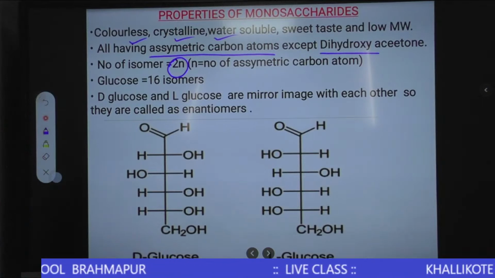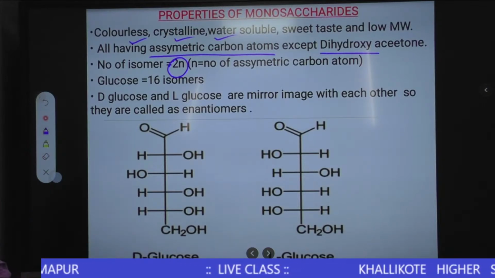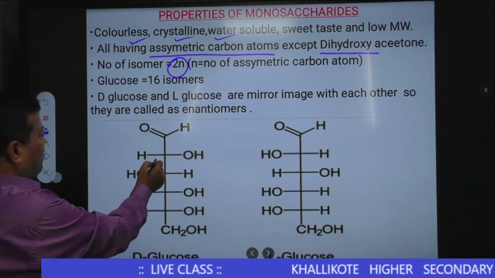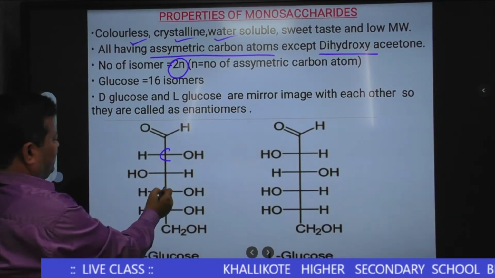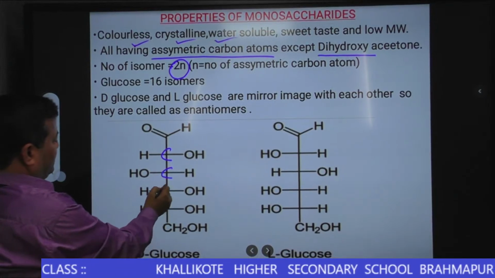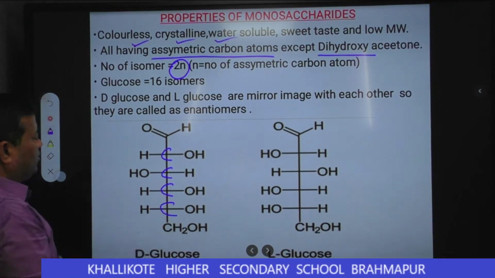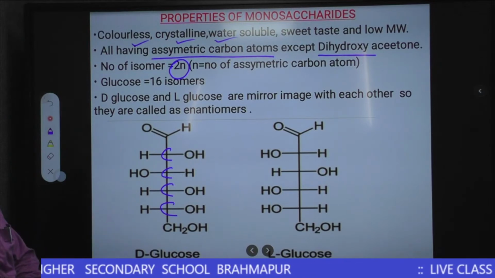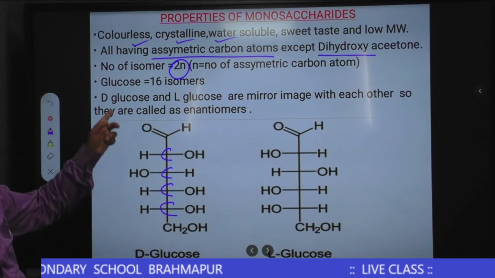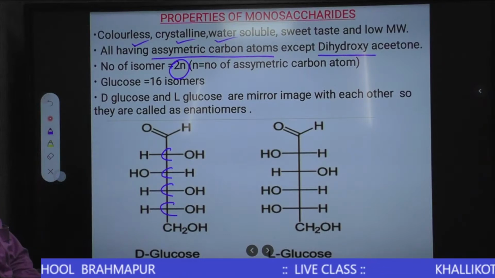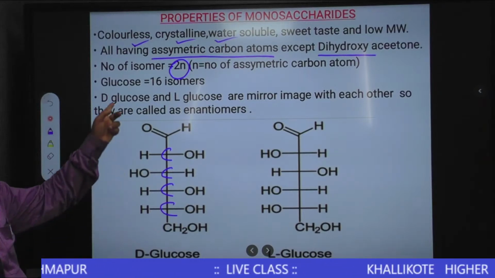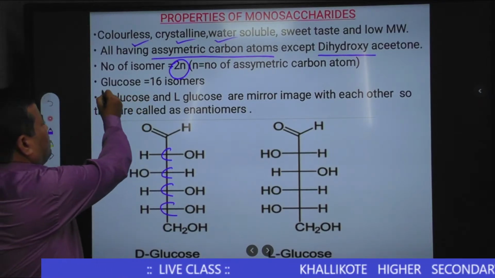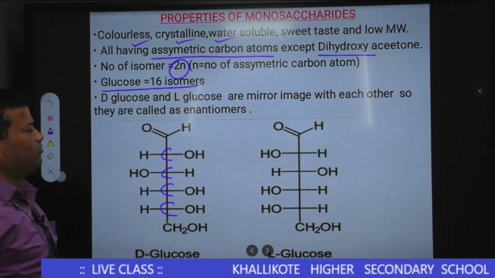We know glucose is a hexose sugar which has 4 asymmetric carbon atoms. This is one, this is another, this is another, this is another. Here 4 asymmetric carbon atoms are present in glucose. So the formula is 2 to the power n. So 2 to the power 4 is equal to 16 isomers. So glucose has 16 isomers.